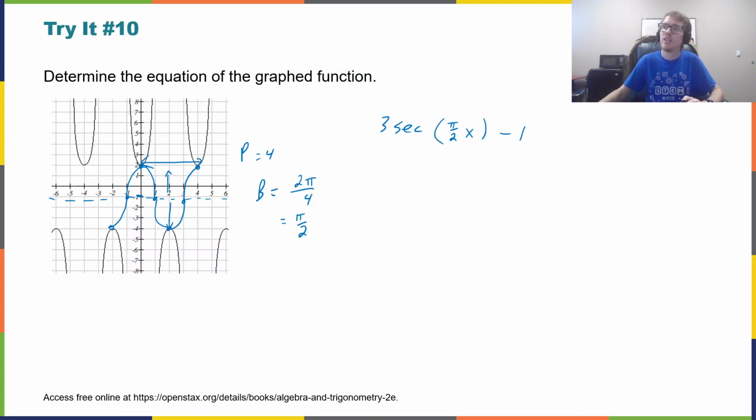All right, and that is the end of 3.6. So I hope this is really helpful as you're getting through your assignment for this. Remember what those graphs look like. Go back through here and look at that.